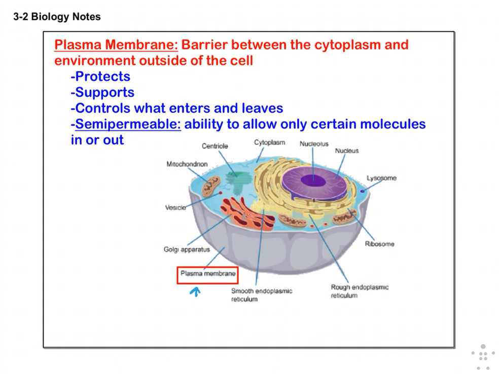The plasma membrane is the barrier between the cell, the cytoplasm, and the environment outside the cell. Do you remember what I called it earlier this week? It was like our, what? Yeah, very good. This is kind of like the skin of the cell.